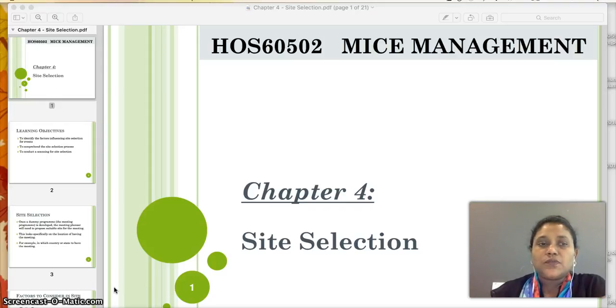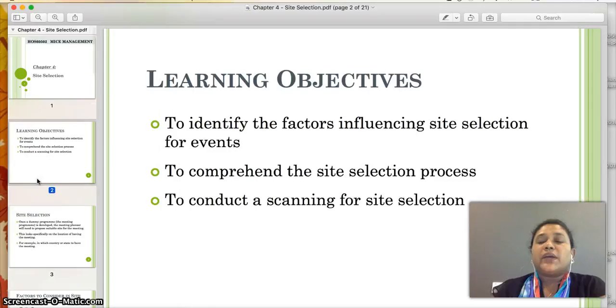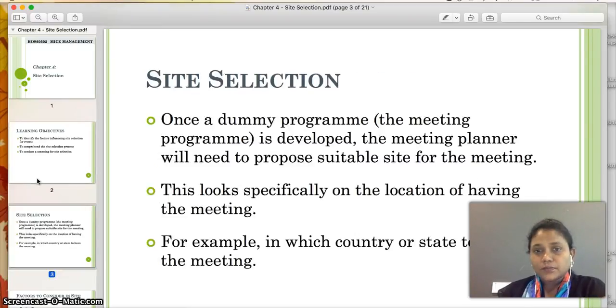Okay, the learning objectives for this lesson will be to identify the factors influencing site selection for events, to comprehend the site selection process, and to conduct a scanning for site selection.